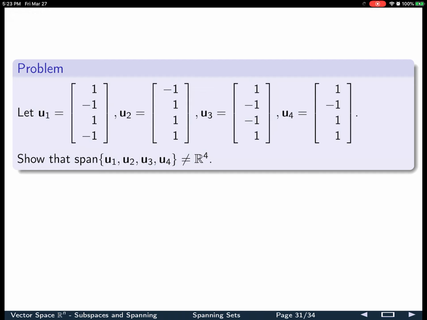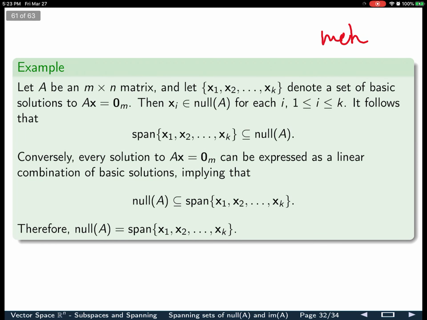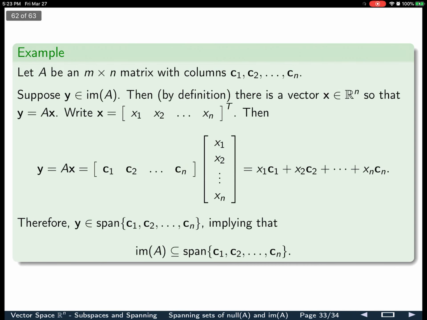And this one, again, the easiest way to show that the span is not 4-dimensional is to row reduce and see that you would only have 3 pivots, and so you only span a 3-dimensional subspace of R4. And this one's kind of meh. I don't even really want to give it the time of day.